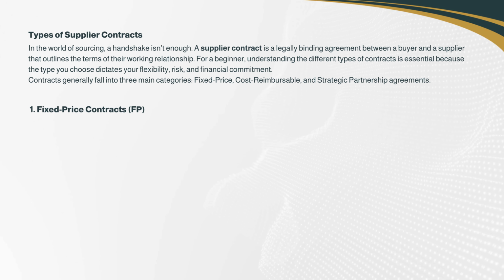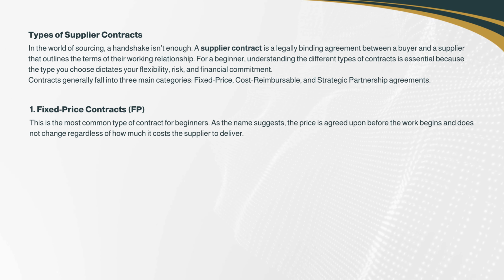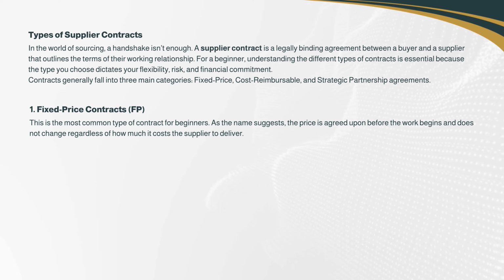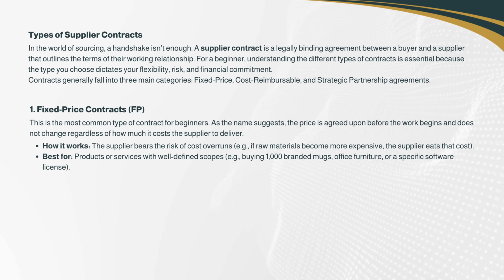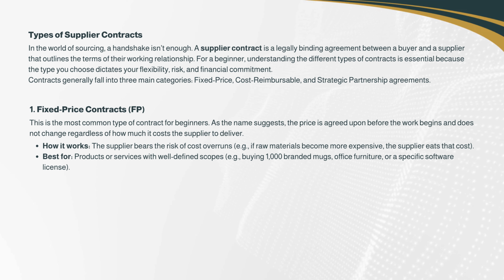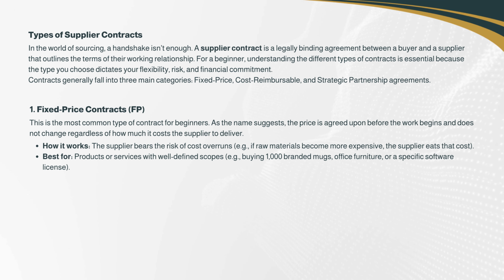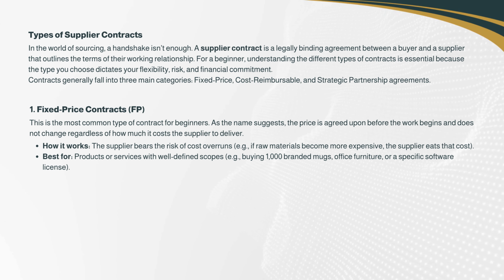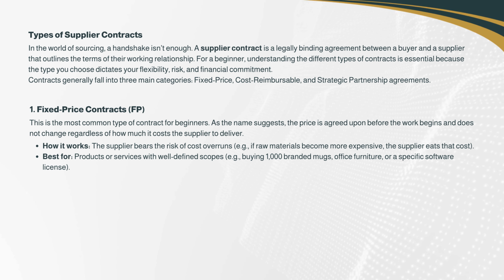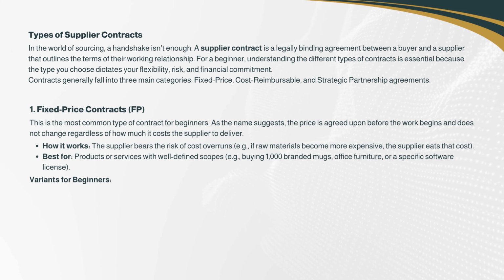1. Fixed price contracts, FP. This is the most common type of contract for beginners. As the name suggests, the price is agreed upon before the work begins and does not change regardless of how much it costs the supplier to deliver. How it works: the supplier bears the risk of cost overruns. For example, if raw materials become more expensive, the supplier eats that cost. Best for products or services with well-defined scopes, for example buying 1,000 branded mugs, office furniture, or a specific software license.